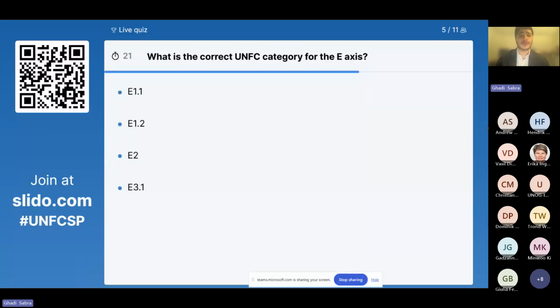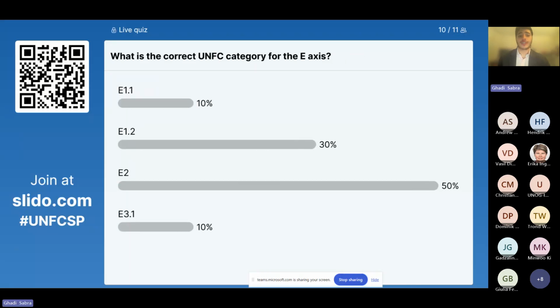Again, E1.1 meaning everything is viable, 1.2 made viable with other considerations, E2 not yet viable, awaiting certain progress or dealing with certain contingencies, and E3.1 non-viable at this point in time. Let's see. The majority answered E2. However, the right answer here is E1.1.